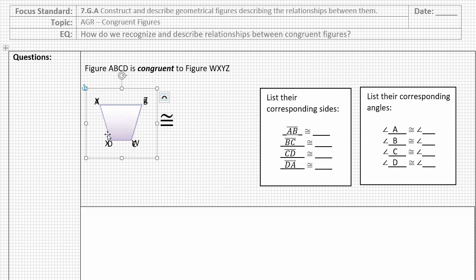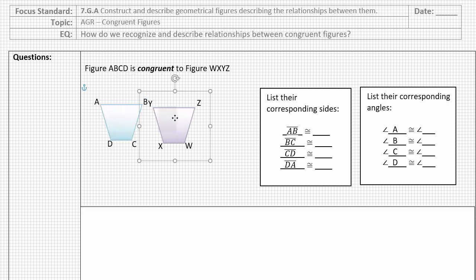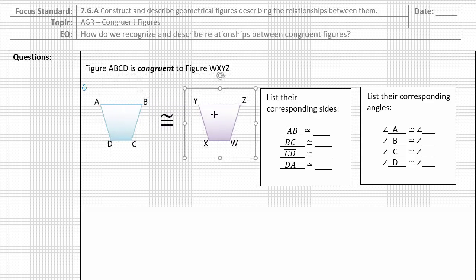And they're the exact same size, meaning all the side lengths are the same measurement, and the angles are the same measurement. Angles are what give figures their shape, and the side lengths are what give figures their size. So congruent figures have the same size and shape. They're exactly the same. They're like a copy.